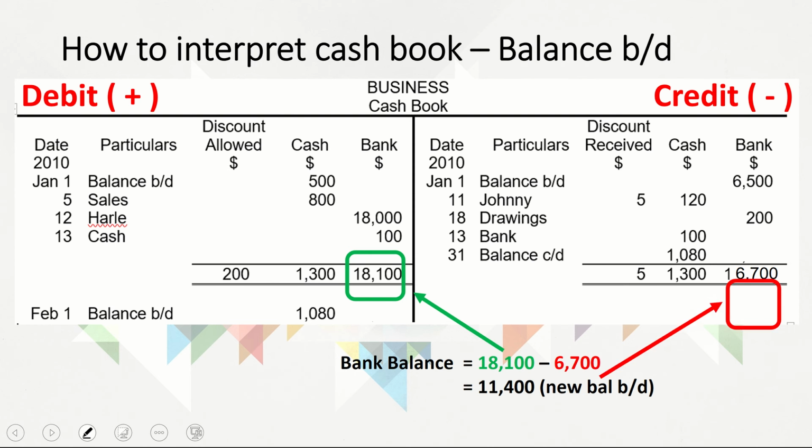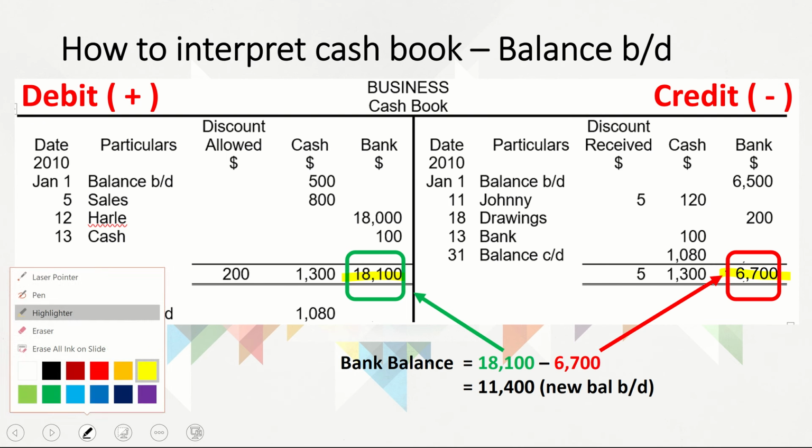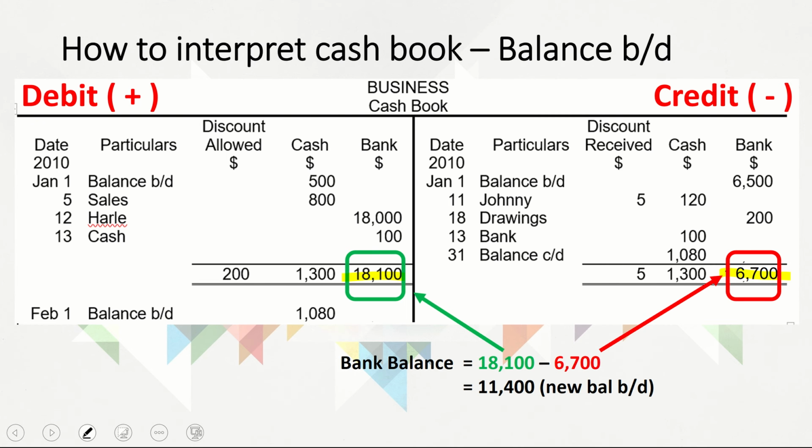Your total payment is 6,007, and your new balance brought down will be $11,400. So again, the two values here, this one and this one, are supposed to be the same. So how do you make it the same? Actually, inside your credit column there should be an 11,400. Then it will add up the 650 plus 200 plus 11,400. That would be 18,100. It will be the same.